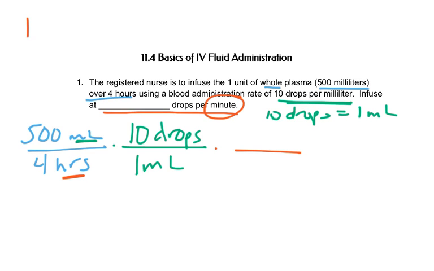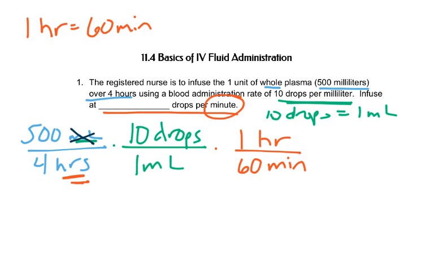And remember that 1 hour is 60 minutes. So we're going to use that to write our next fraction. Here the hours was on the bottom, so we want the hour here to be on the top with the 60 minutes on the bottom. Now what that does here is the milliliters will cancel out. Here the hours will cancel out with the hours because one's on top, one's on bottom. And that will leave me drops and minutes.